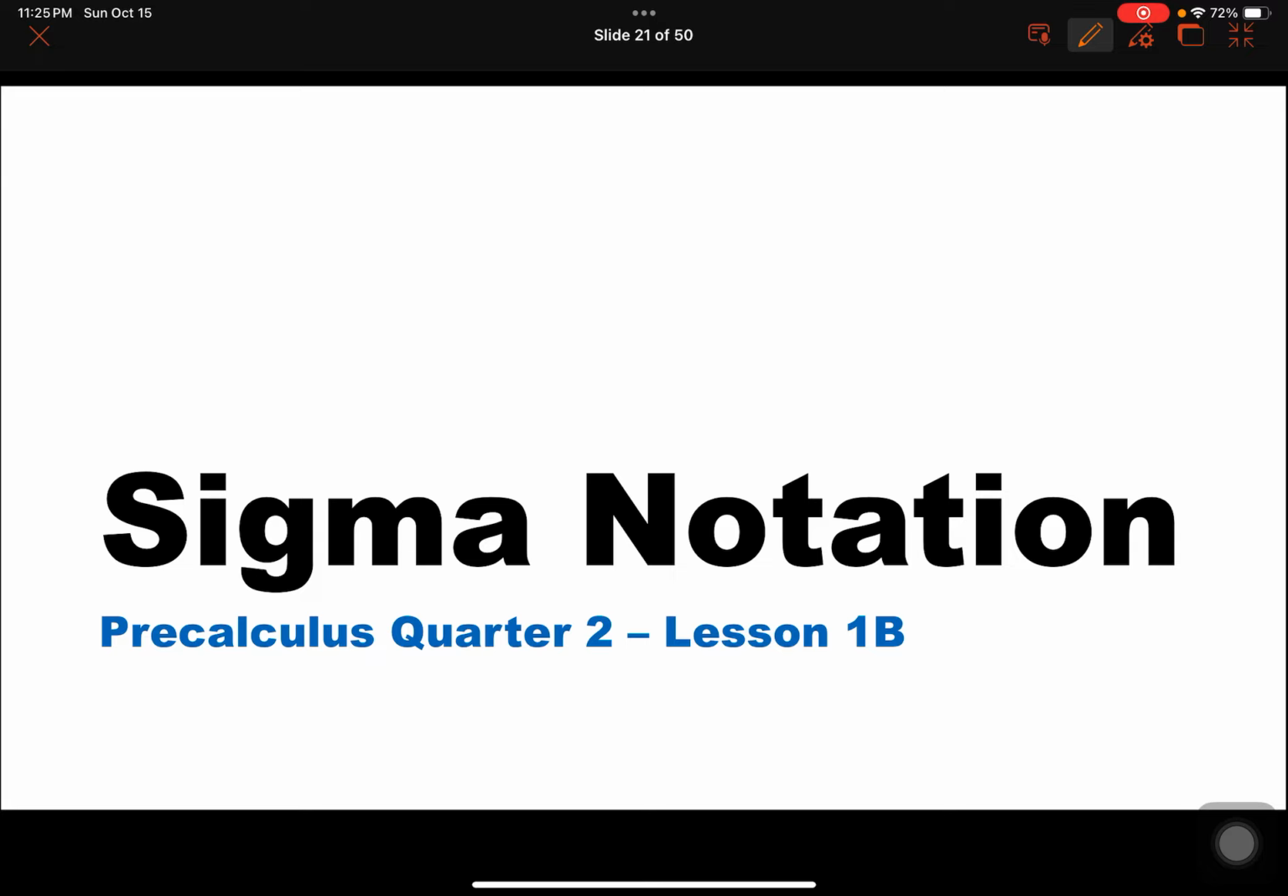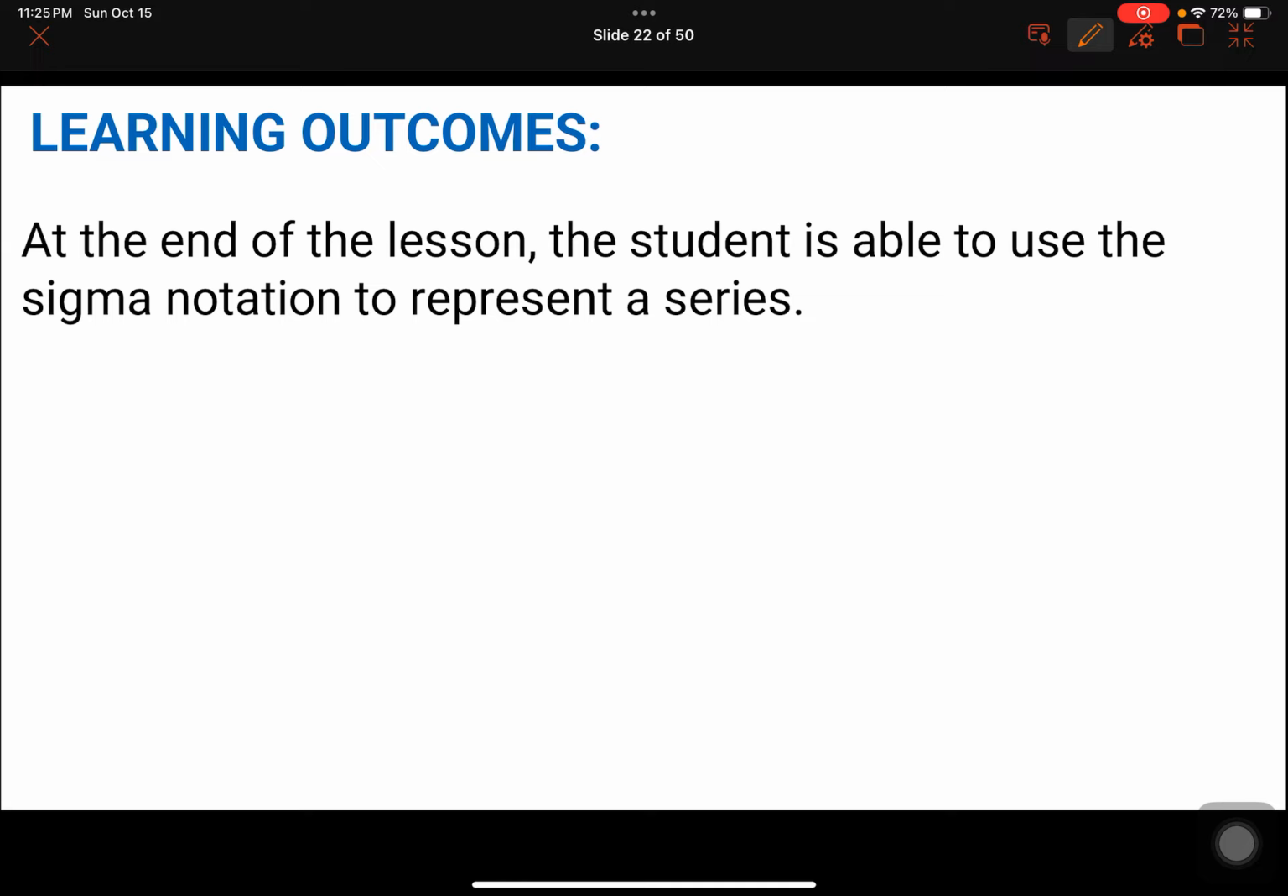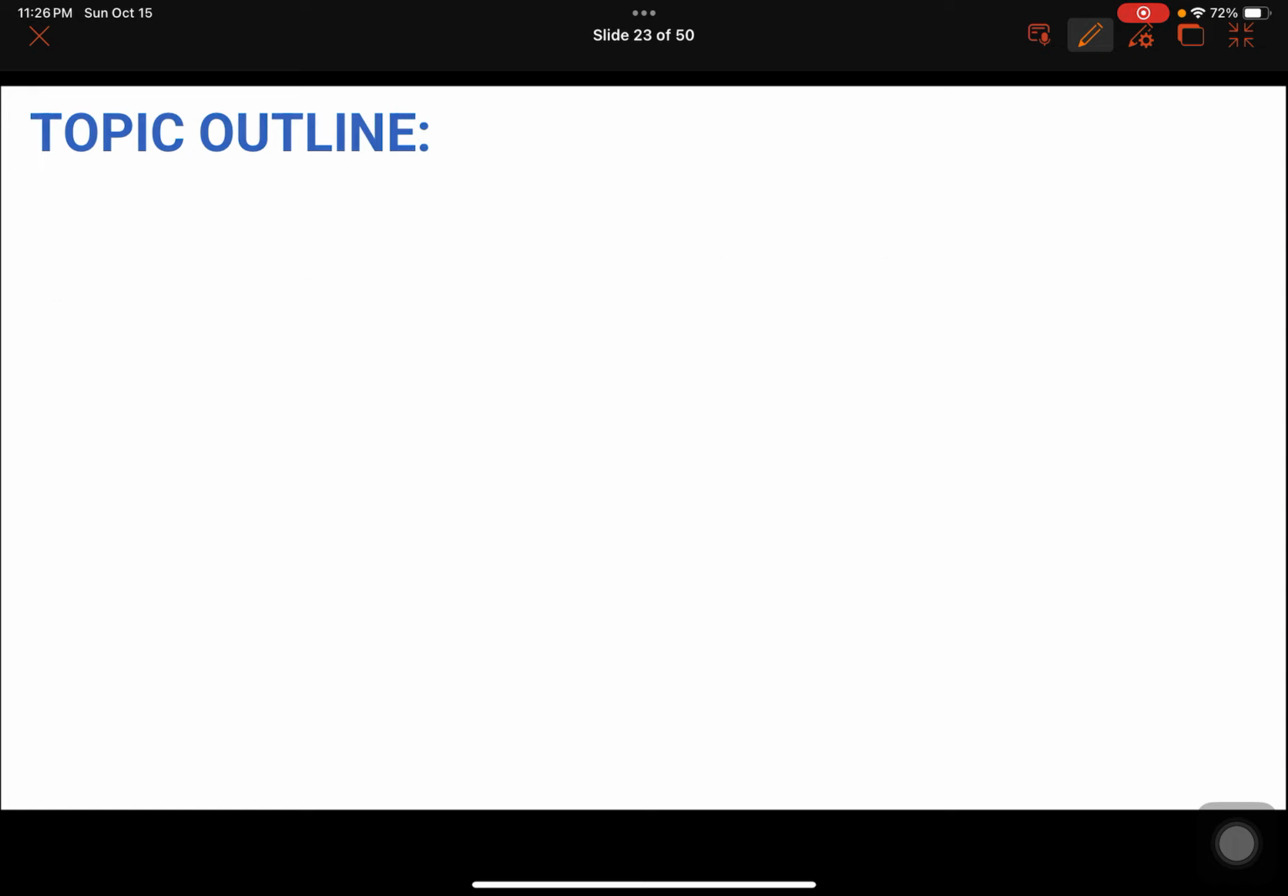So our topic today is about sigma notation. At the end of this lesson, the student is able to use the sigma notation to represent a series. Aside from that, we will do expansion and evaluation of a sigma notation.